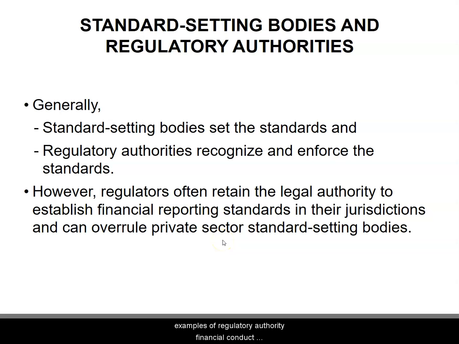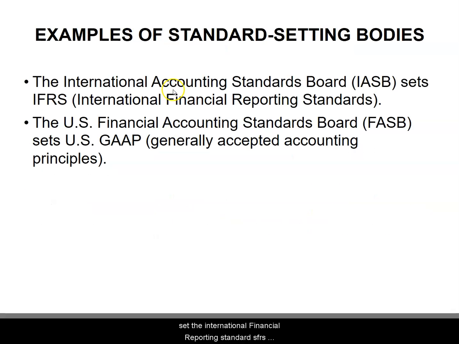The Securities and Exchange Commission in the United States, the Accounting and Corporate Regulatory Authority in Singapore, and the Financial Conduct Authority in the United Kingdom are examples of regulatory authorities. The Financial Conduct Authority was previously known as the Financial Services Authority. The International Accounting Standards Board, that is IASB, sets the International Financial Reporting Standards, generally known as IFRS. Previously, the board used to issue International Accounting Standards known as IAS. However, it now issues only IFRS, that is International Financial Reporting Standards.